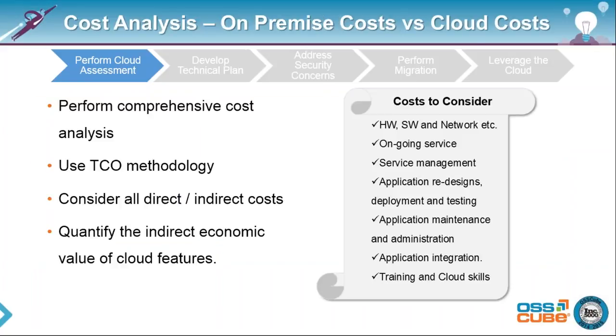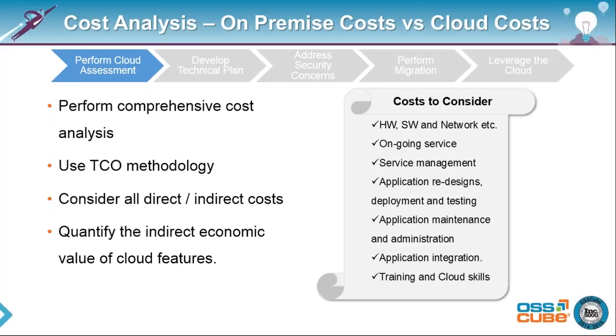Okay, so when we say cost analysis, it is very important because there is a tendency to consider only the overall cost when calculating cost. So I might tend to calculate only the hardware cost, only the server cost or network cost. There are several costs that we just ignore or miss out when calculating the cost of the infrastructure that we need to provision an application. So we should use a total cost of ownership methodology and consider all the costs, direct or indirect, and even quantify the indirect economic values of the cloud features. So what are those economic values? And what costs should we consider?